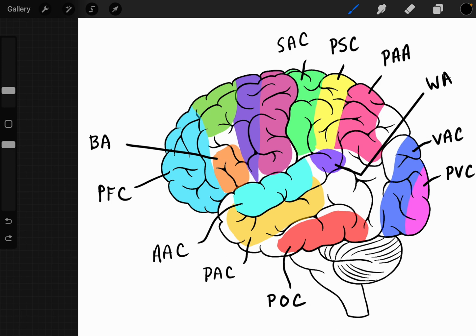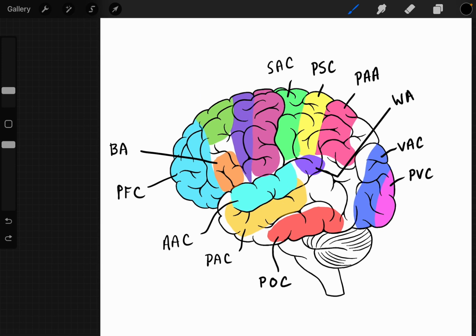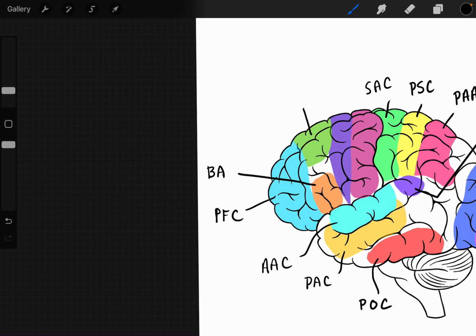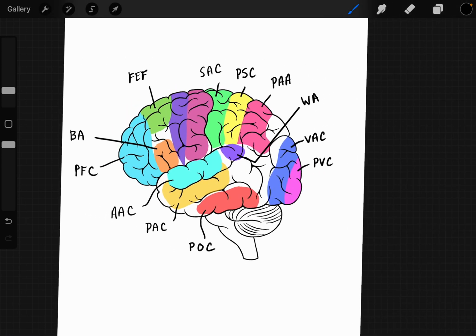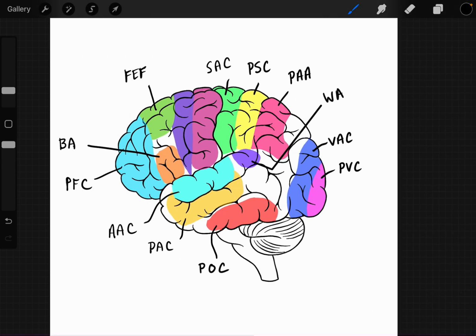Okay, now at the top in this green portion, it's called the frontal eye fields. So that's going to be the portion of your brain that controls the muscles that move your eyes. Okay, so you've got several muscles that move your eyes, and those muscles are controlled by this portion of your brain for voluntary eye movement. Okay, voluntary eye movement.